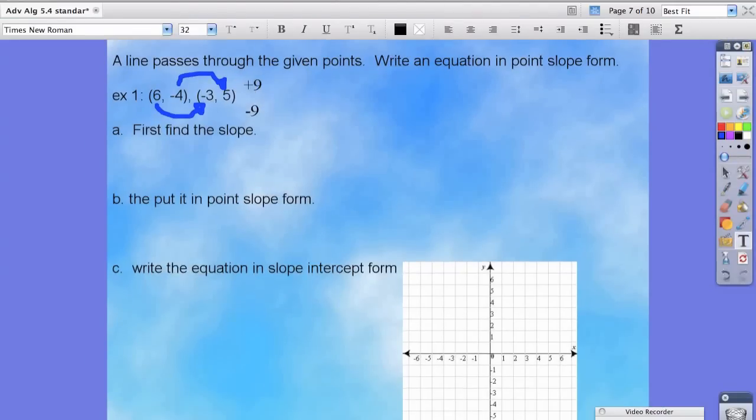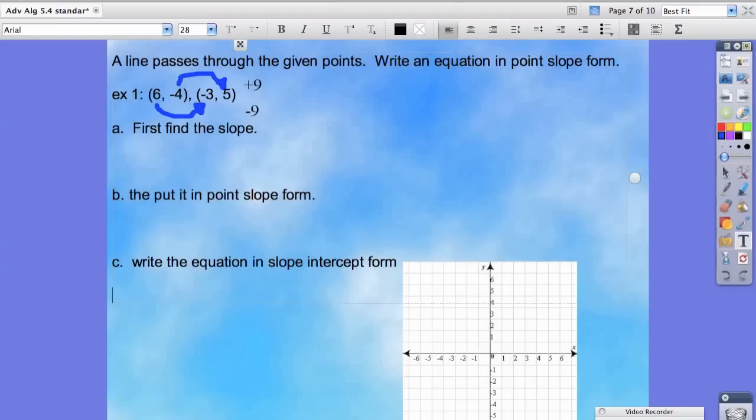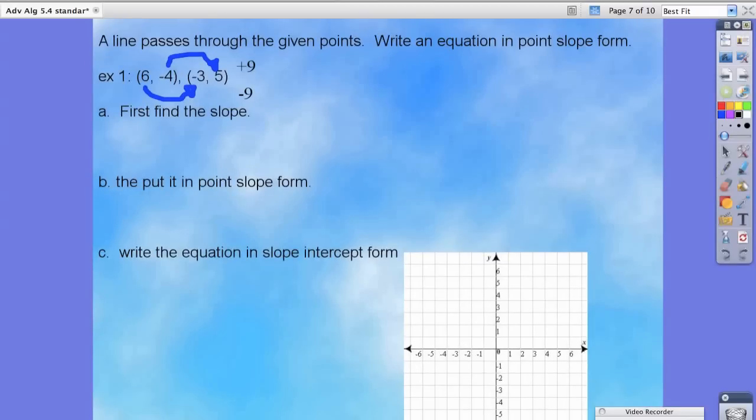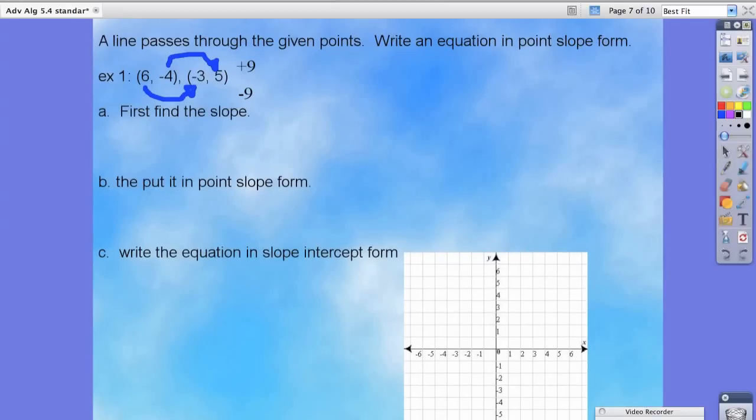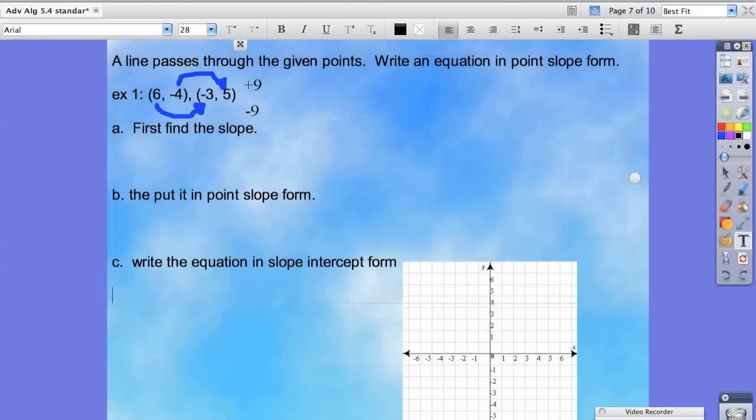Therefore, our slope is equal to -1. So our slope is -1 for A. Then it says B, put it in point-slope form.